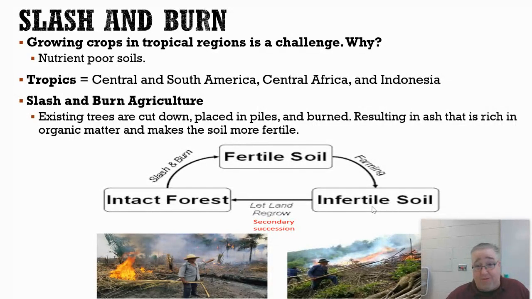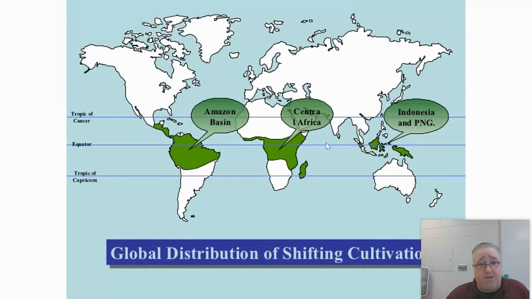So then what do they have to do? They've got to cut down more forests, burn more forests. So this is really leading to a lot of deforestation problems. They're cutting down a huge amount of forested land just so they can get fertile soil. So it's kind of an issue. These are the regions around the world where this mainly happens. And I think this is important.